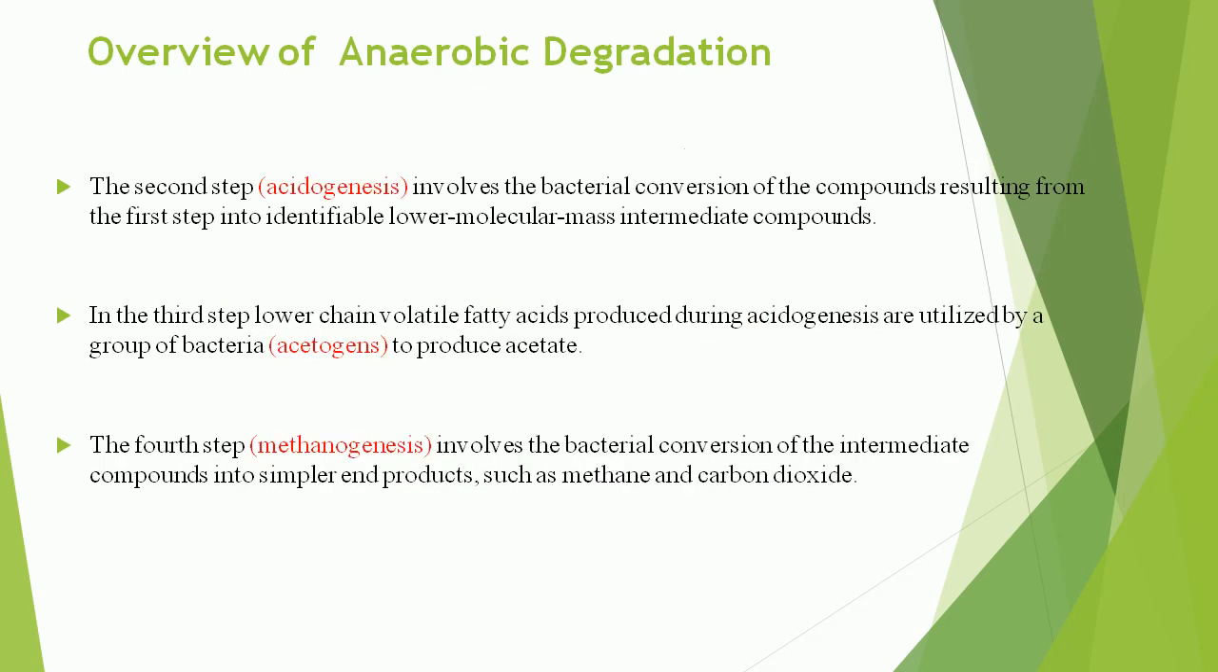The second step, acidogenesis, involves the bacterial conversion of the compounds resulting from the first step into identifiable lower molecular mass intermediate compounds. In the third step, lower chain volatile fatty acids produced during acidogenesis are utilized by a group of bacteria called acetogens to produce acetate. The fourth step, methanogenesis, involves the bacterial conversion of the intermediate compounds into simpler end products, such as methane and carbon dioxide.